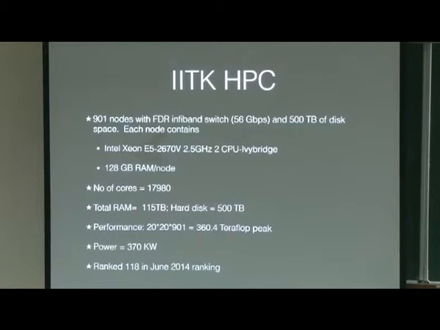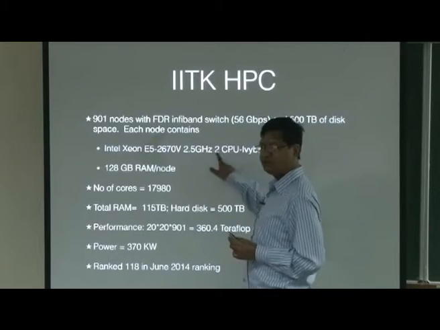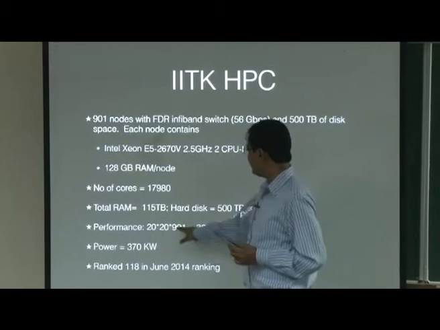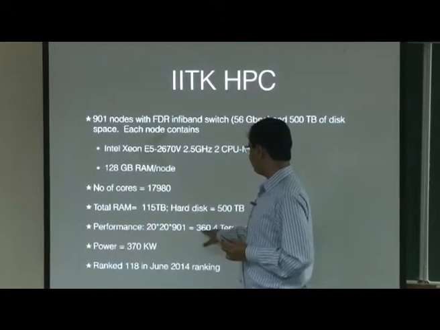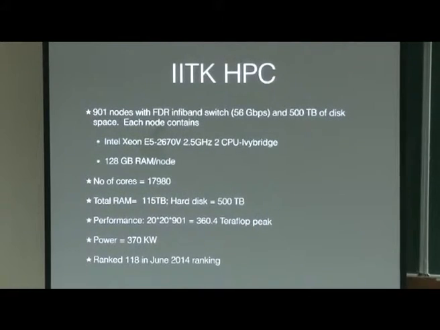Now how many operations can it do? Again the same numbers I told you before. Each core can do 20 gigaflops, 20 giga floating point operations per second. So multiply 20 by 20 cores in each node, and there are 901 nodes. So it comes out to be 360 teraflops. Tera is 10 power 12, or 0.3 peta, where 10 power 15 is peta. So 0.3 times 10 power 15 operations per second.